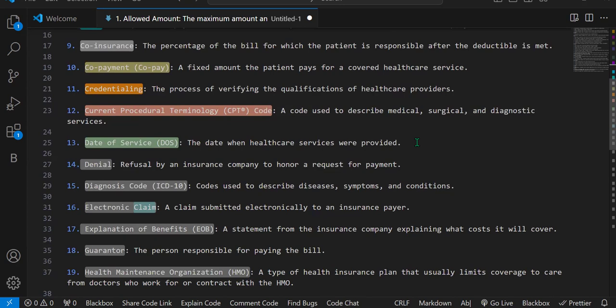Diagnosis code: codes used to describe diseases, symptoms, and conditions. So what is a diagnosis code? For example, you have lung diseases, kidney diseases, and symptoms like fever or vomiting, and conditions, like a mind disorder. All these are mental conditions. All these things will be described with which codes? Diagnosis codes, which is ICD-10.